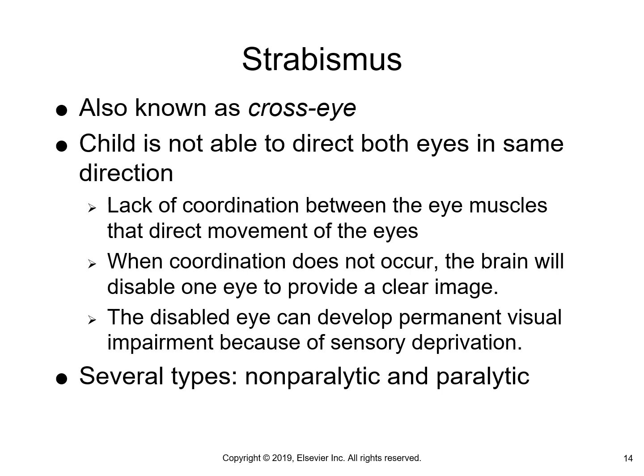Isn't that cool? The brain and the eye are trying to coordinate with each other. And with your cross eye, if one eye is not helping the other eye, the brain is going to shut down or disable one eye so that the other eye is the one that's working, and it can provide a clearer image. However, the problem with that is that the disabled eye can develop permanent visual impairment because of the sensory deprivation.